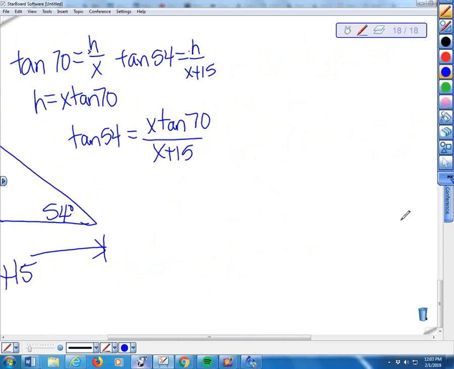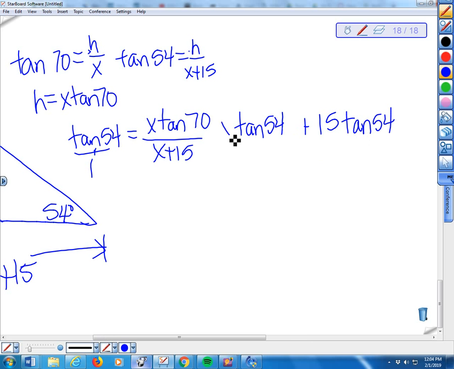Okay, so to solve this, this is really over 1. I just cross multiply. So when I cross multiply, remember this tangent 54 is a number. If I put it in the calculator, I could convert it to a decimal. So it's just a number times x plus 15. So I have to say it's tangent 54 times x plus 15 tangent 54. Multiply it by both. I might put the x in front. So everybody see that when I just cross this with this? Equals x tangent 70.